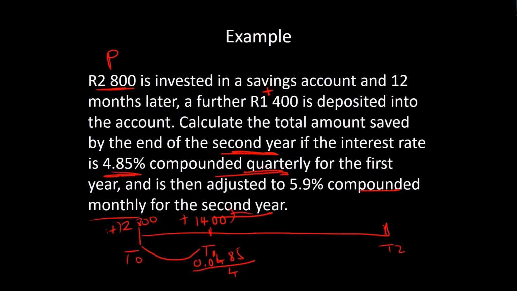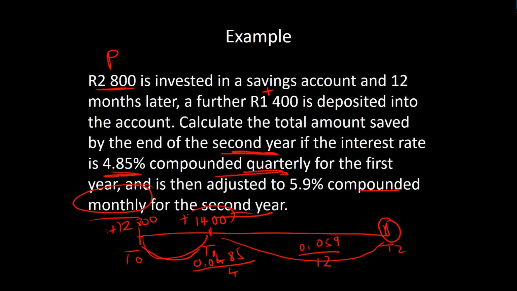The interest rate is then from time 1 to time 2, it's compounded monthly, and it changes to 5.9%. It's increased. So 0.059 divided by 12, because interest is now compounded monthly. So to get to the end of this timeline, which is at time 2, I need to take this 2,800 Rand, move it along to time 1, at this interest rate of 4.85% compounded quarterly.